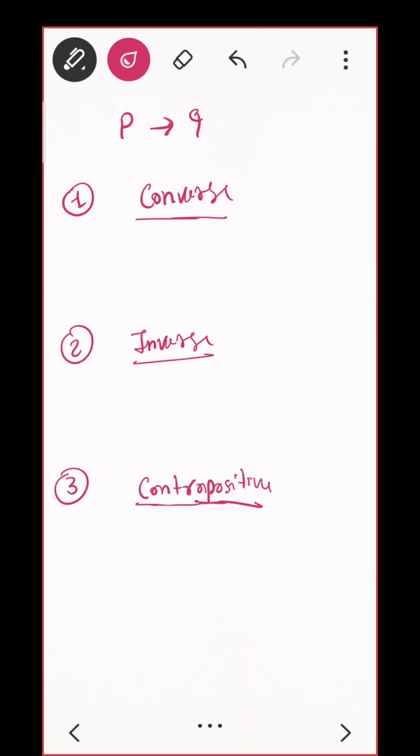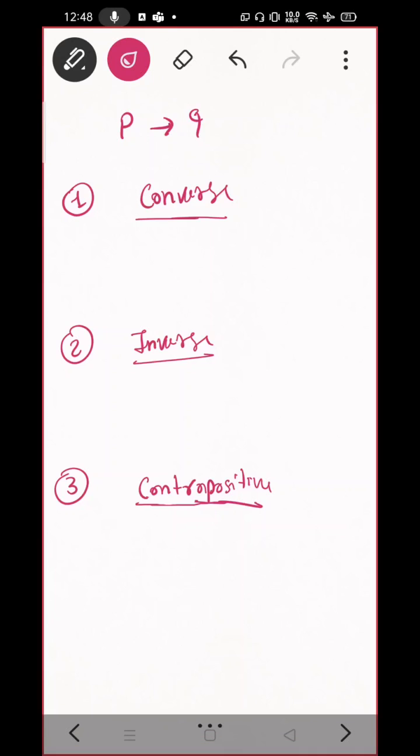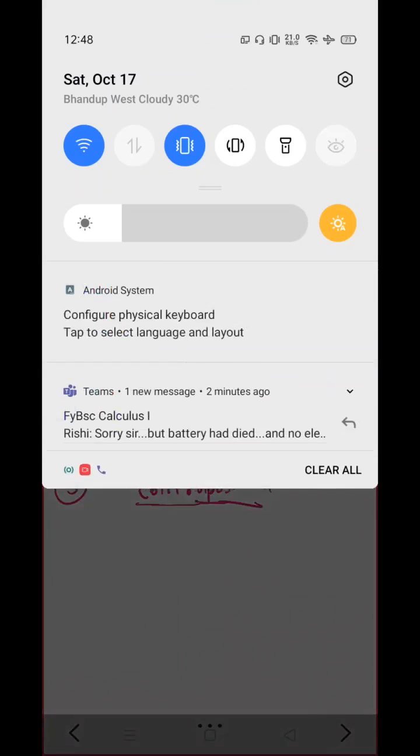Hello, can you hear me? I think there is some network issue.